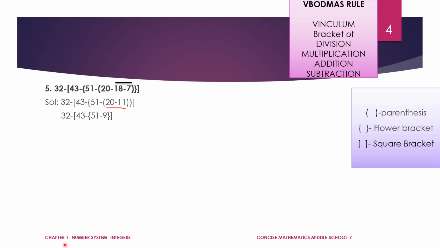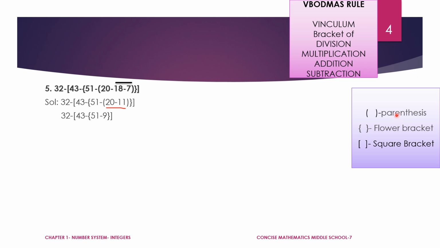So when this is solved first, 32 minus 43 minus 51 minus 9. 20 minus 11 is 9. Plus into minus is minus 9. I have just multiplied this minus inside, so it is minus 9. Now we have completed removing the parenthesis.